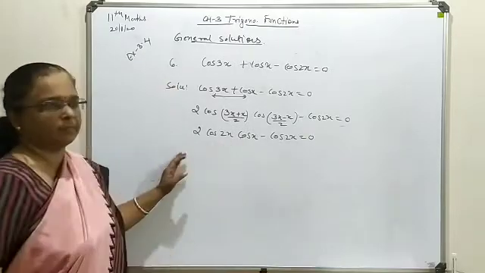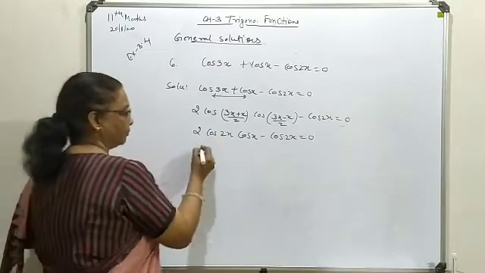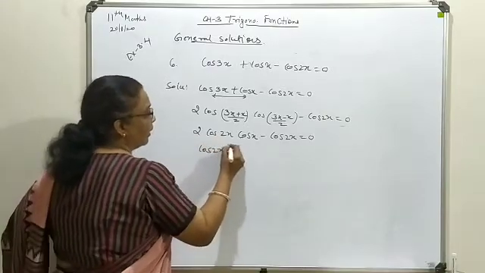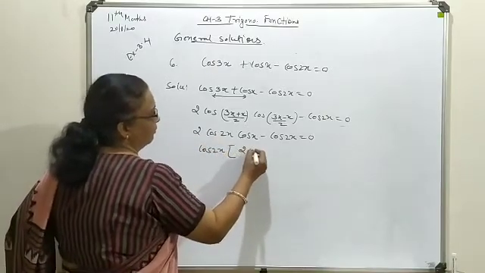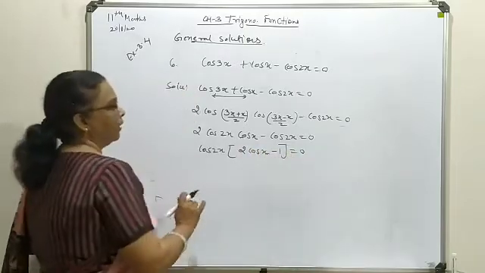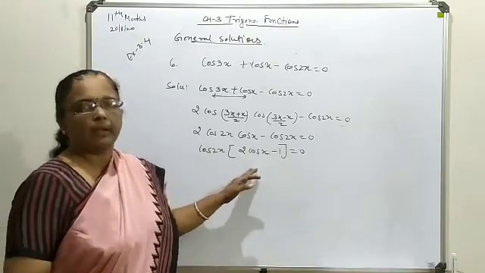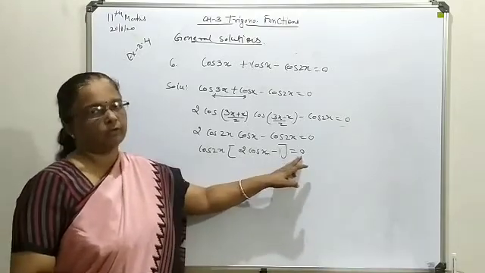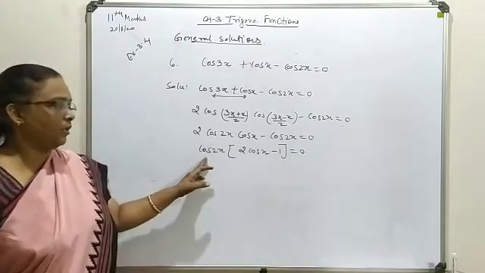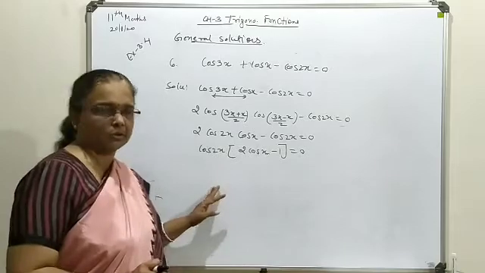It is clear from these two steps that your cos 2x is common over here. Inside the bracket you will be left with 2 cos x minus 1. Now you see these two terms are written in product form and the product you are getting is 0. So one by one you can turn each term to 0. So it will give you two further general solutions.